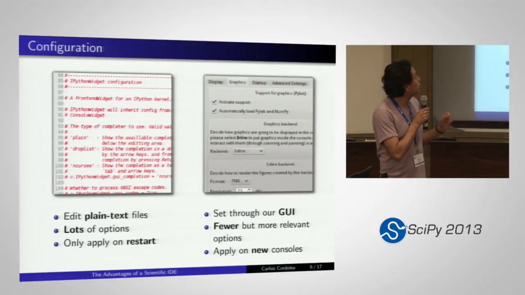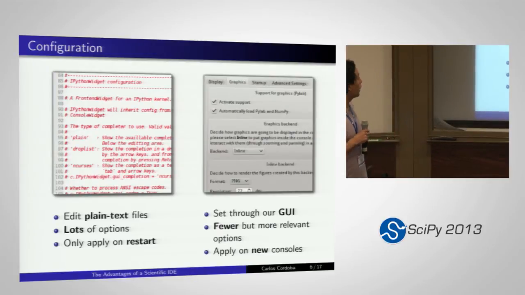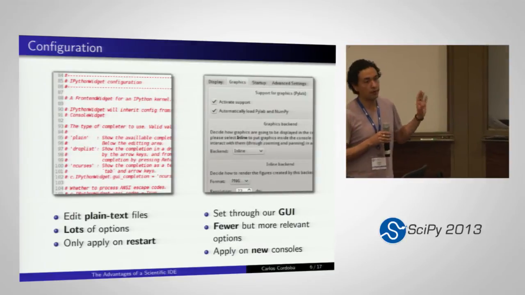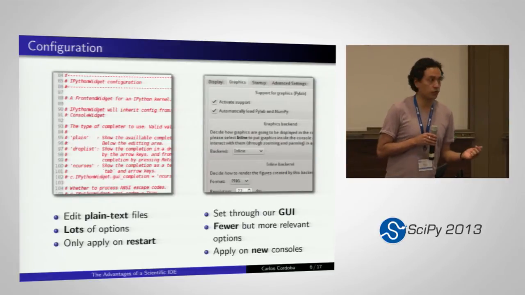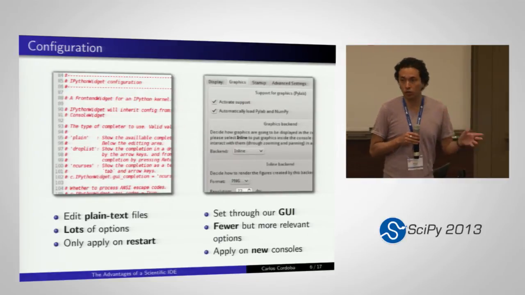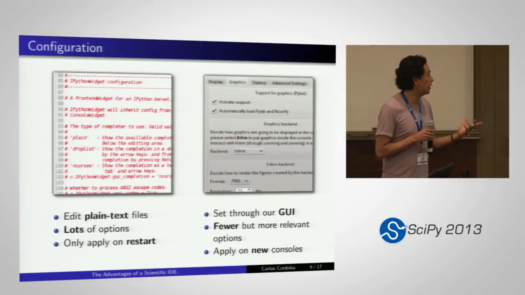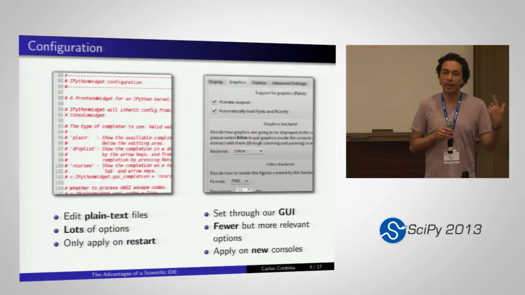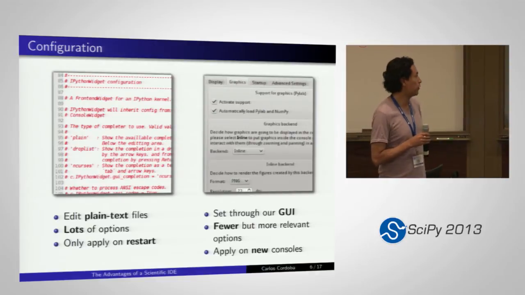So the first one, and perhaps the most important one, is regarding configuration. On the left, you can see a picture of an IPython configuration file, and on the right, a picture of what we offer to the user. In IPython, you have to edit plain text files, and those plain text files have lots of options, and sometimes it's not easy to find exactly the option that you need. And besides, those options only apply on restart, so the user can't see their effects immediately, which is very important for an application.